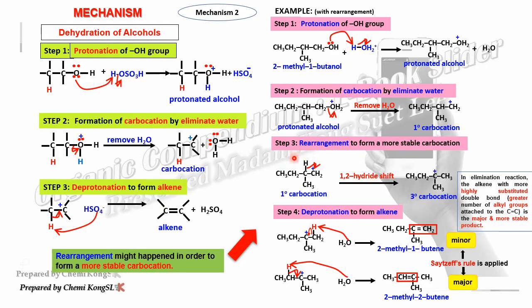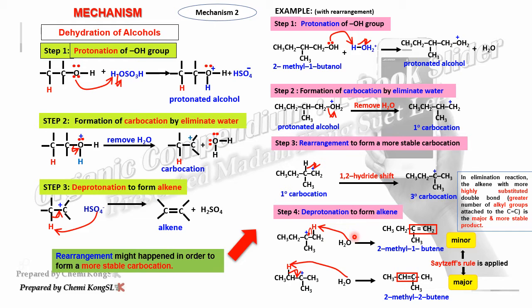So in this case, this hydrogen is moved to C1 over here. That's why it becomes CH3. After this hydrogen moves to C1, it will become a tertiary carbocation attached with 1C, 2C, 3C. So a tertiary carbocation is formed. This one is the most stable class of carbocation. Now step 4, deprotonation to form alkene.